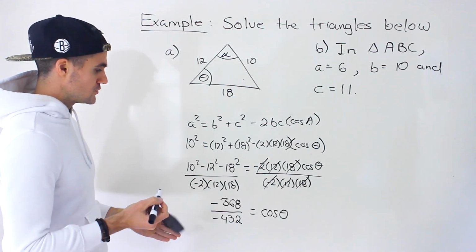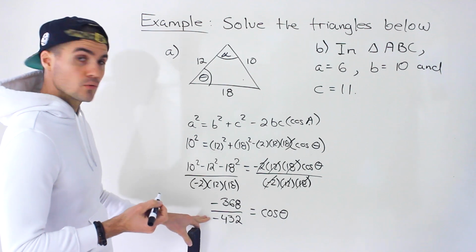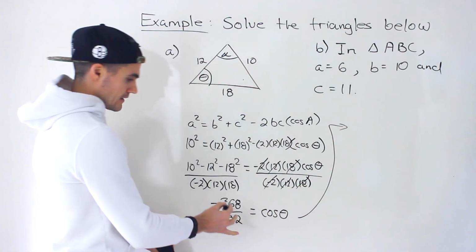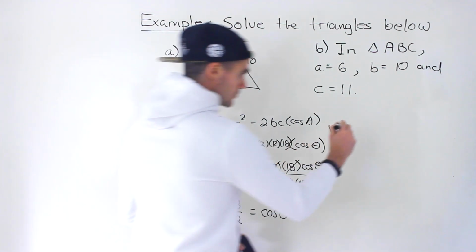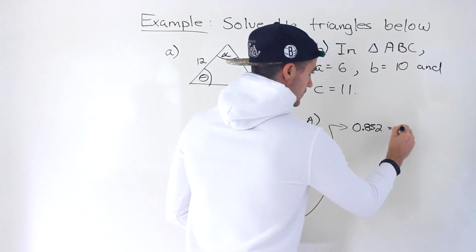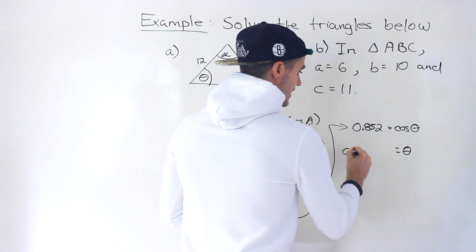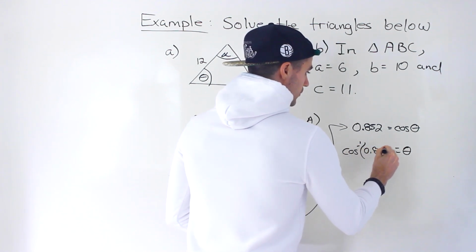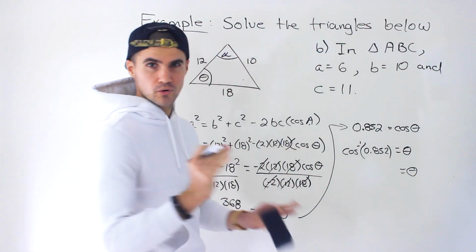And so after you do that, you would get the numerator here being negative 368. The denominator would be the negative 432. So if we continue this here, and you get the decimal of these, the negatives cancel out, you get a positive, and this would give you approximately 0.852. So that's going to be cos theta. And then if you want to get the theta by itself, you would do cos inverse of this ratio, 0.852, which is going to give you approximately 31.6 degrees.